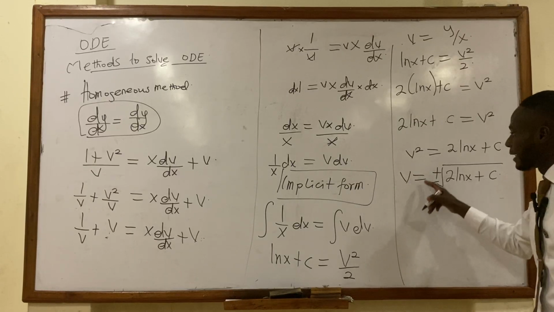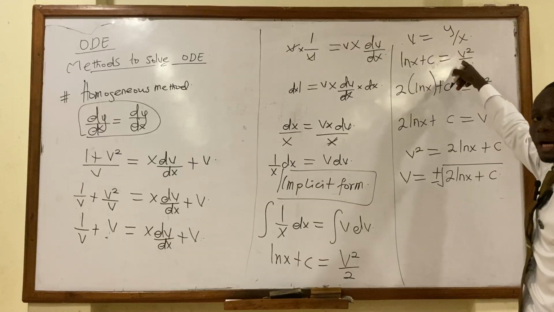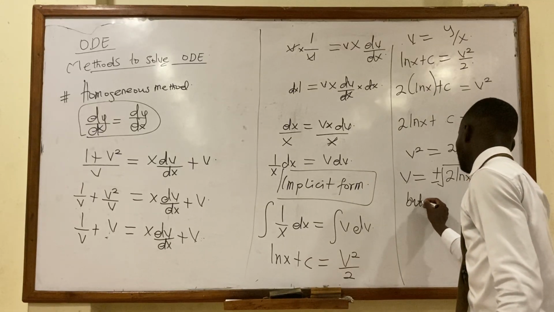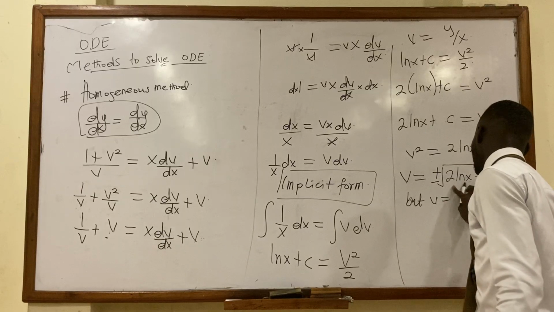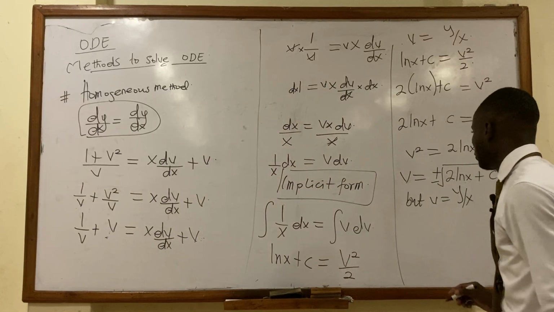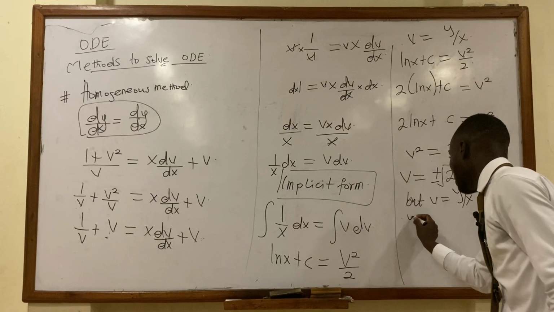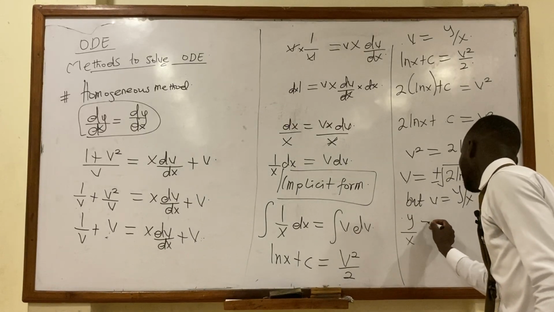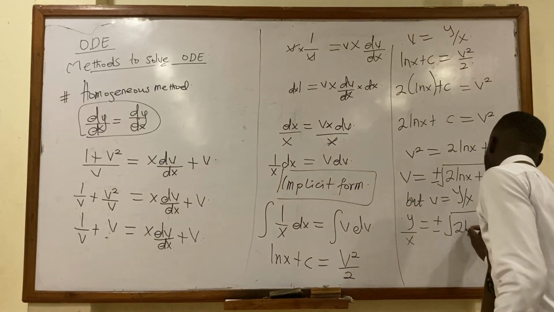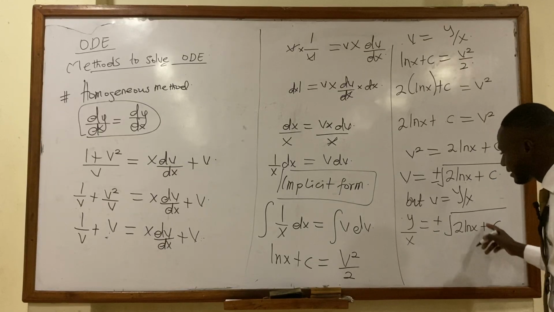But then on our earlier notice, we said that v should be what? y over x, right? So v equals y on x. So we say y over x is equal to plus or minus the root of 2 ln x plus c. Good. So we have this here.